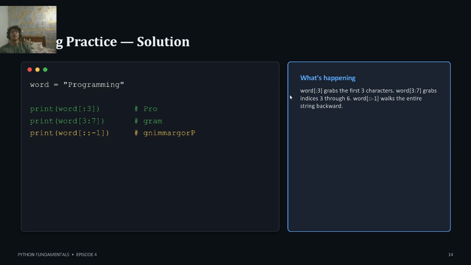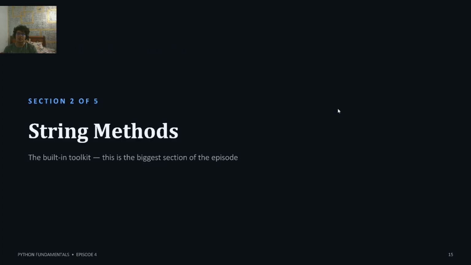See what happened. Word[:3] grabs the first three characters. Word[3:7] grabs indices 3 through 6. Word with indexing step -1 reads the entire string backward.